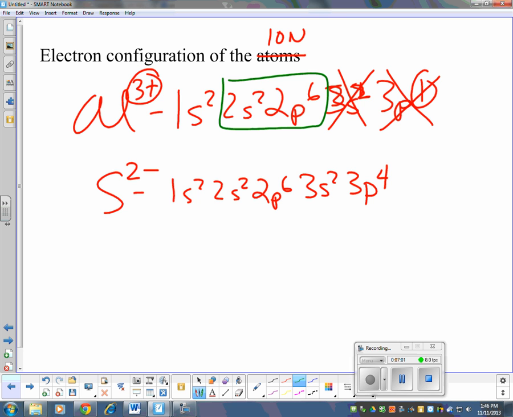The next one, if I look here, S2 minus. What does that mean when I'm 2 minus? It means that I add 2 electrons to the end. So I'm going to come over here to the end, and I'm going to add 2. This is going to make this 3p6. So that's the electron configurations for the ions. Done there.